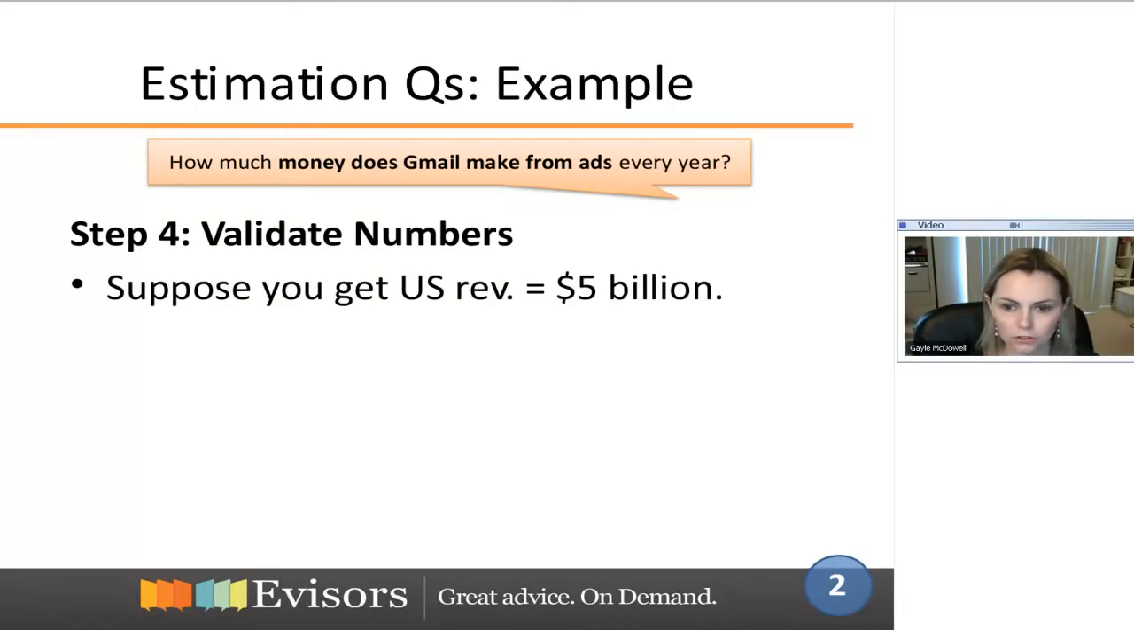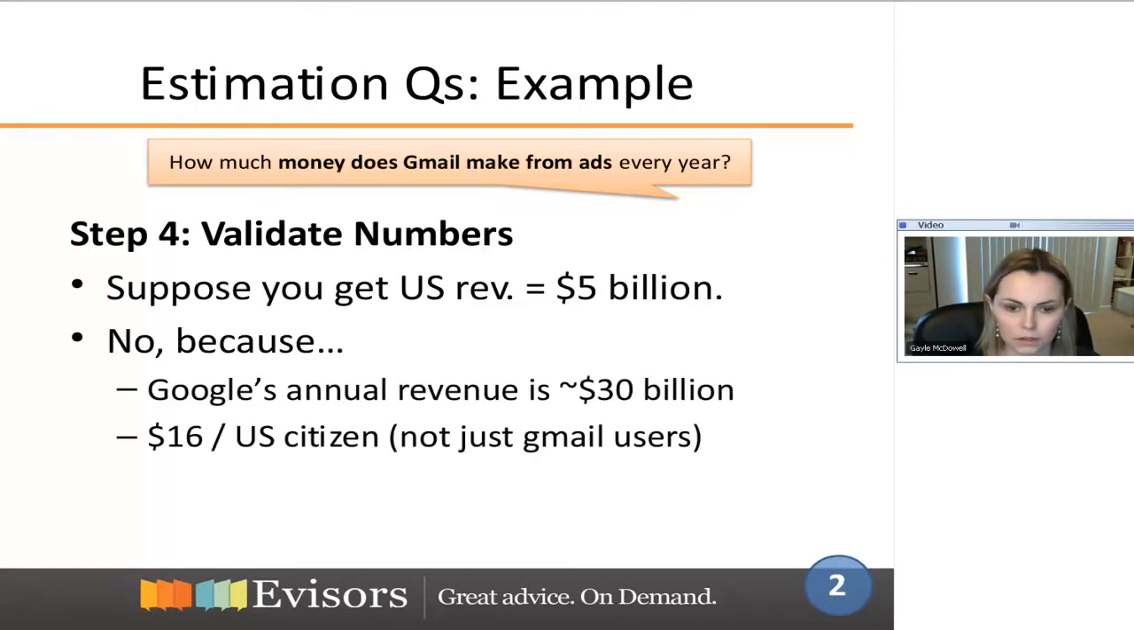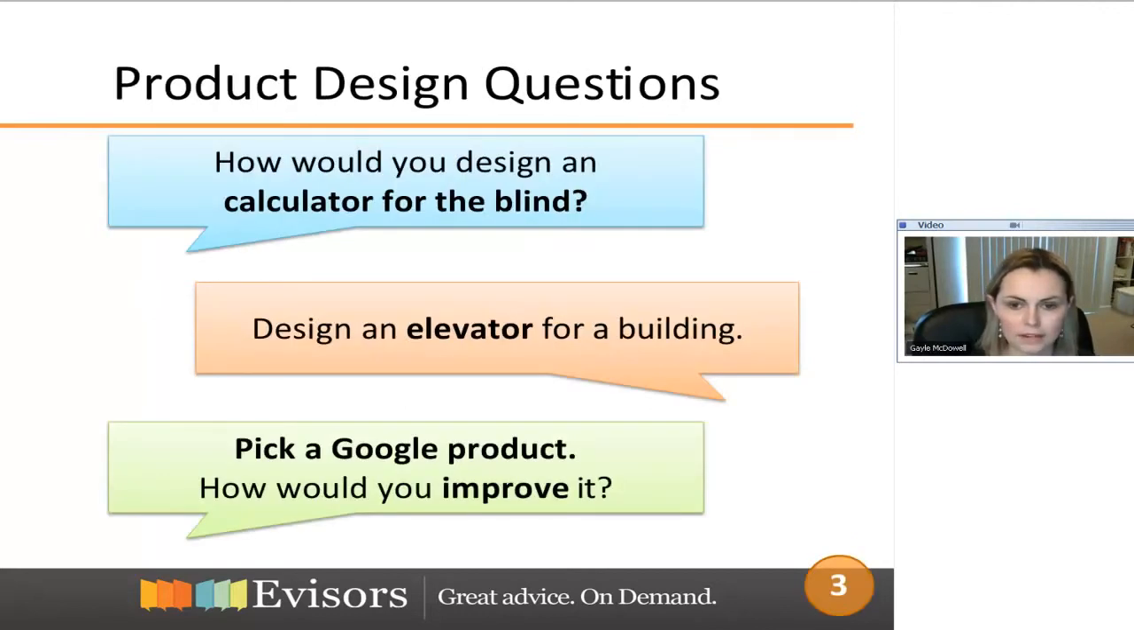So if you've got $5 billion for Gmail's revenue in the US, you'll know that this isn't correct, because that means $16 per US citizen per year. That's obviously crazy high. And then you want to go through and figure out where you went wrong. That's estimation questions.